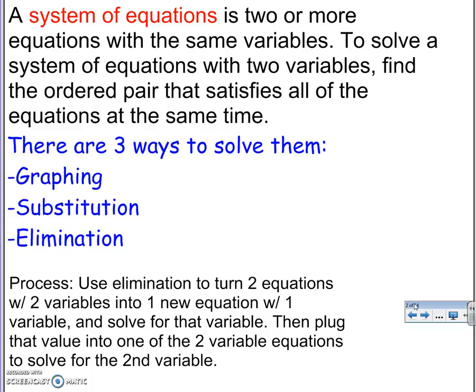That's when you force letters to cross each other out by multiplying them and changing them to what you need them to be. So our process will be to use elimination to turn two equations with two variables into one new equation with one variable. Then we solve that for whatever letter it is, then plug that into one of the original two equations to get the second letter. And we'll see that in action in a bit.